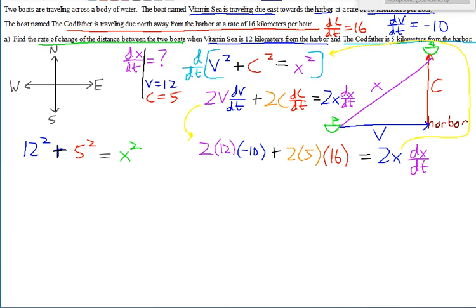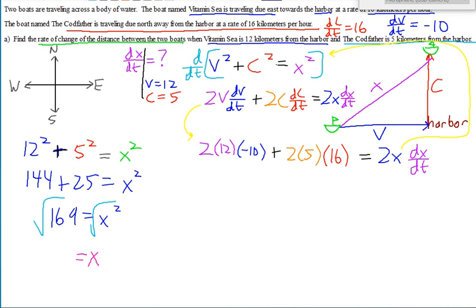All right, so we've got 144 squared plus 25 equals x squared. That gives you 169 equals x squared. Then take the square root of both sides. Normally when you take an even root of both sides, remember you normally use plus or minus. However, based on the context of the problem, x is a distance, and distances can never be negative. So in this case, we only use the positive 13, not the negative 13.